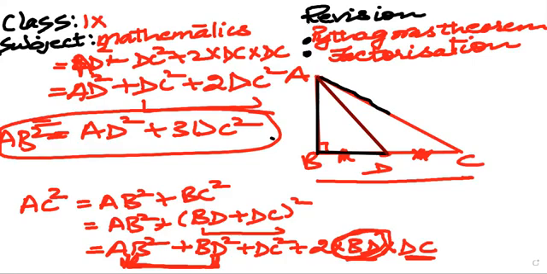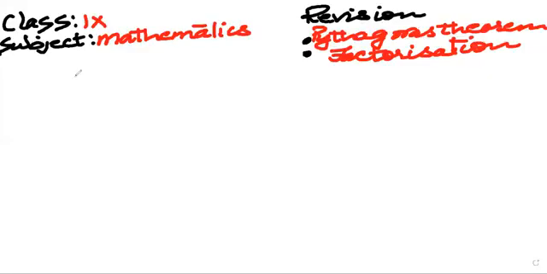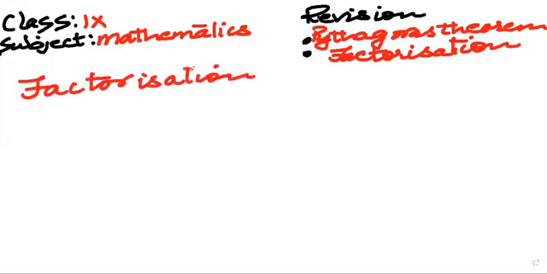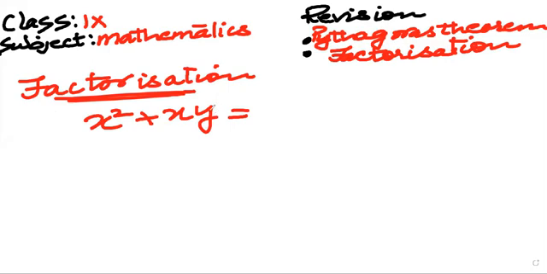Now children, let us discuss a few questions based on factorization. Let me tell you quickly what factorization is and what we do in that. Factorization means if you are given any algebraic expression, you have to write this algebraic expression as the product of two things. It can be a number into an algebraic expression, anything.